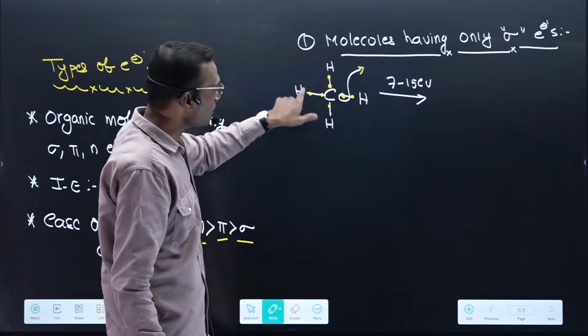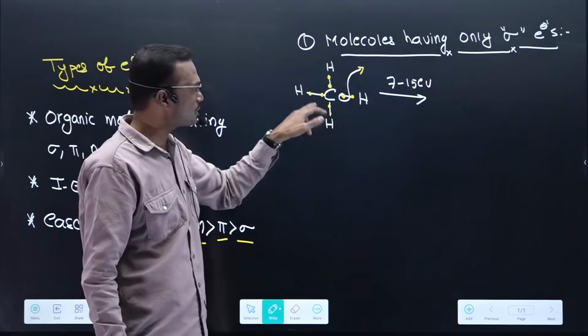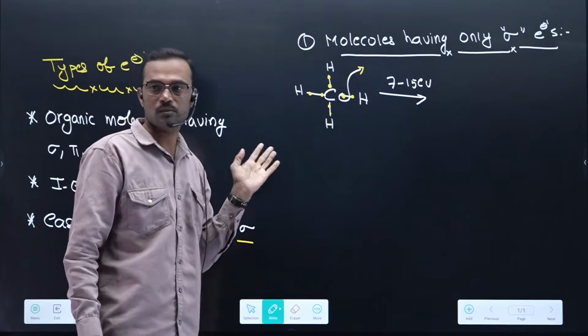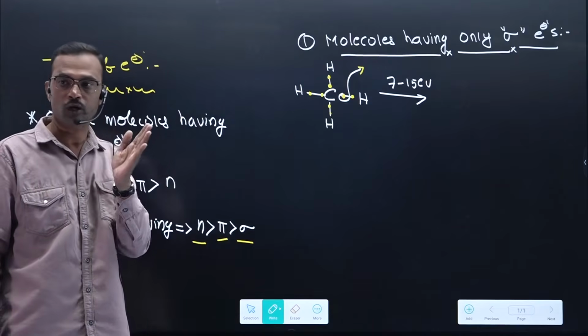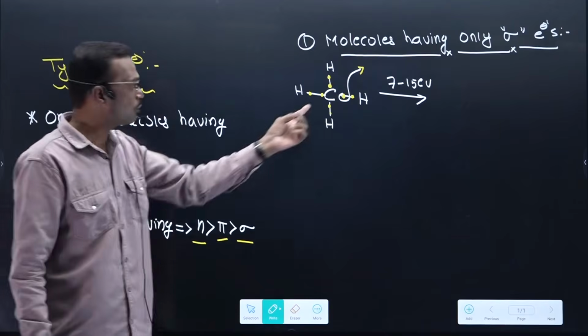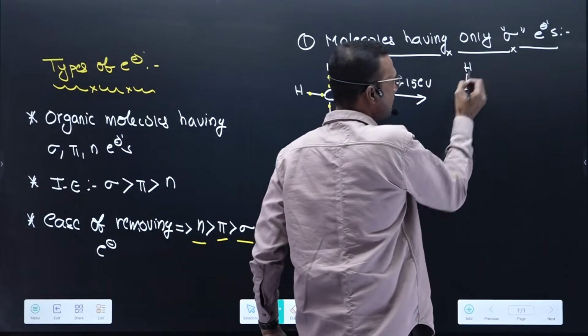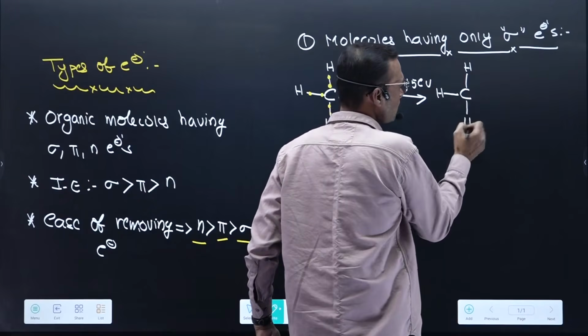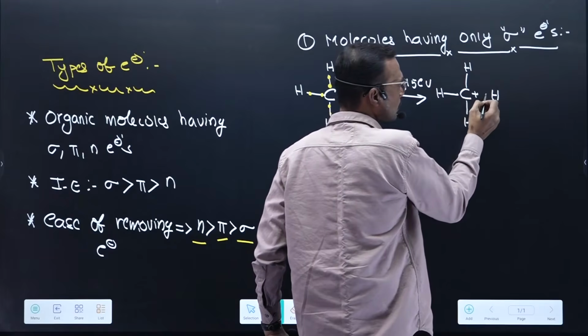Are all these sigma bonds the same? This sigma bond, this and this, all are the same. You can take any one. But always try to remove an electron very close to carbon. If I remove an electron, what is the charge experienced? Here carbon hydrogen, here carbon hydrogen, here carbon hydrogen. And what about here? Can I write positive charge? Here positive and here radical.